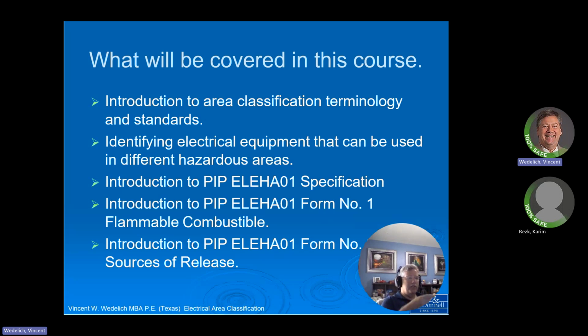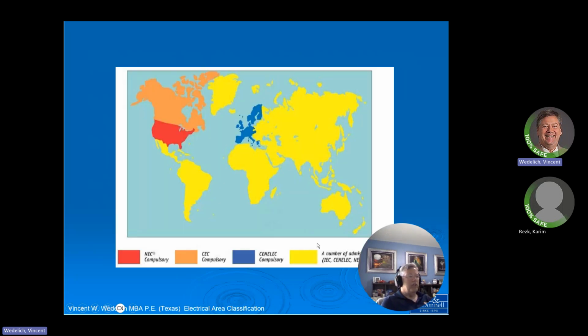ELEHA01, which is the piping and instrumentation plans or whatever that is. I can't remember. And then that standard, it's a standard actually. That standard actually breaks it down into Form 1 and Form 2. That's what that is.